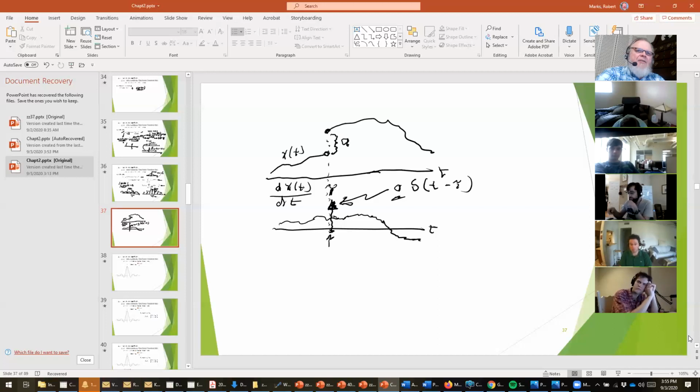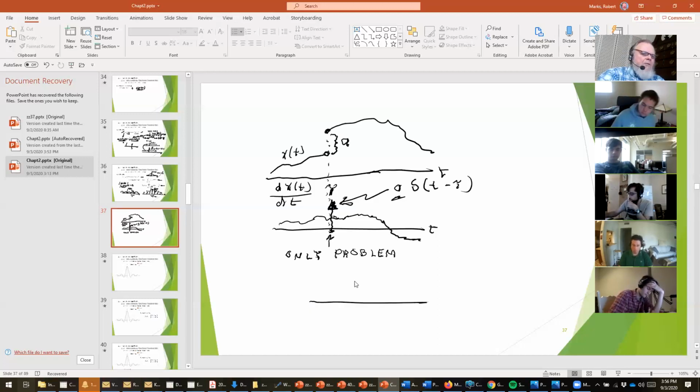Do Dirac deltas ever give you problems? I will tell you the only problem that I have ever had in my entire career is as follows. This is the only problem with the Dirac delta. And if you run up against this problem, you've got to go back and do something different, because you've screwed things up. Suppose you have a delta function at the origin.